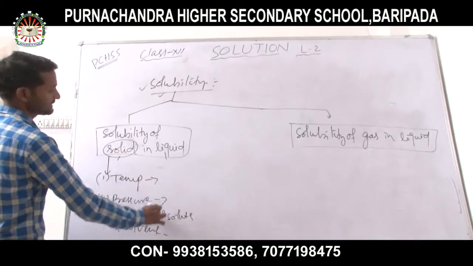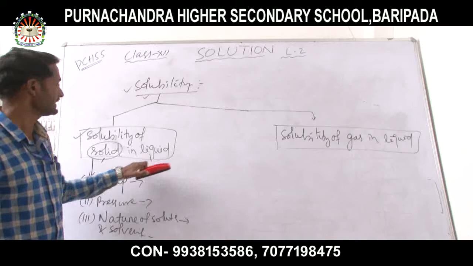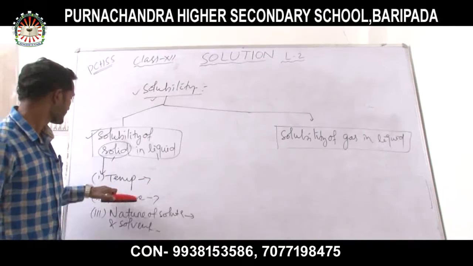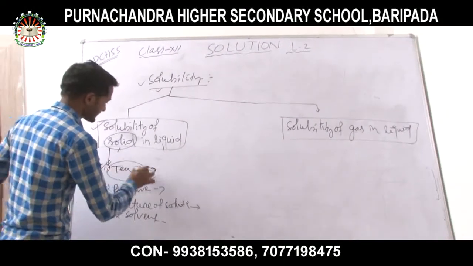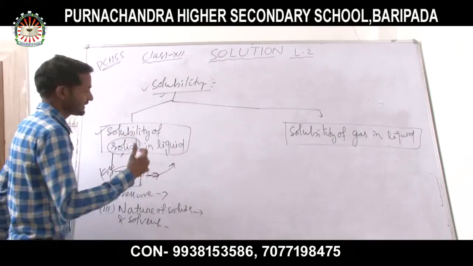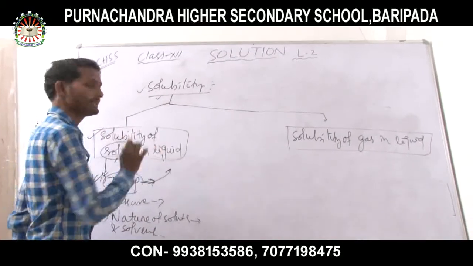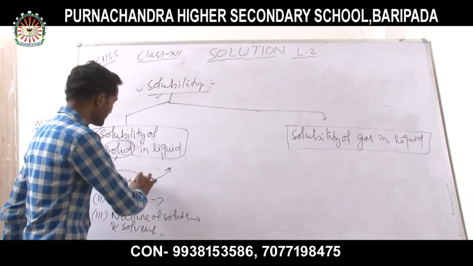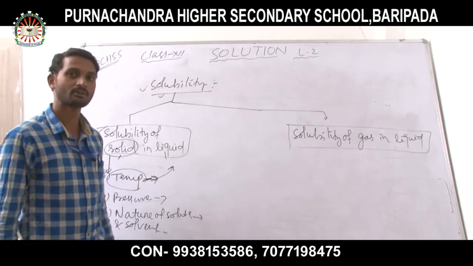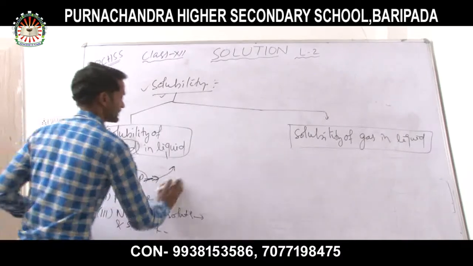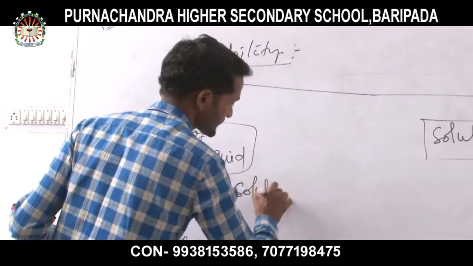So these are the three factors which affect the solubility of a solid in a liquid. Now at first we have to go to temperature. What is the effect or influence of temperature on the solubility of a solid in a liquid? If you raise the temperature, then the solubility will increase. It is directly proportional.